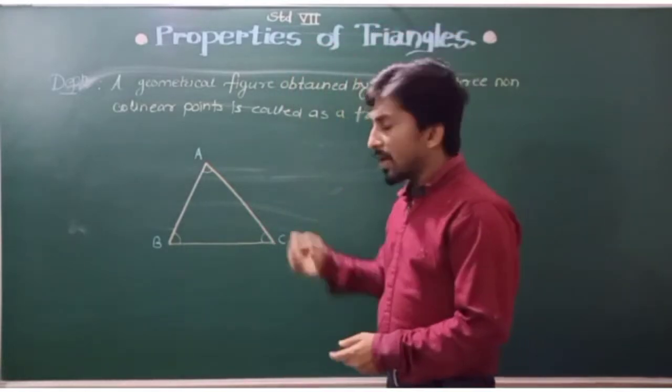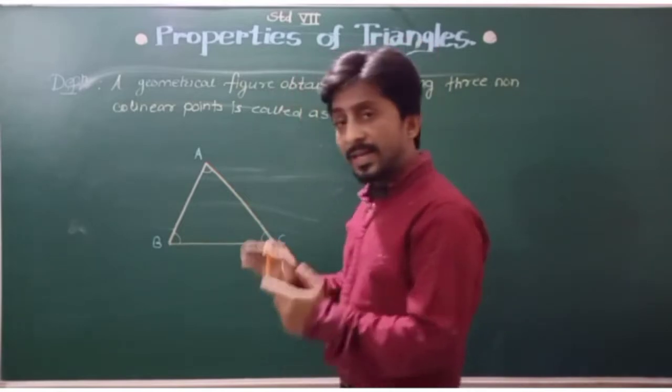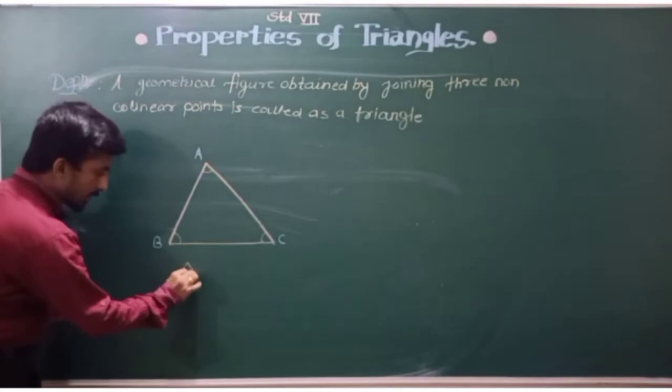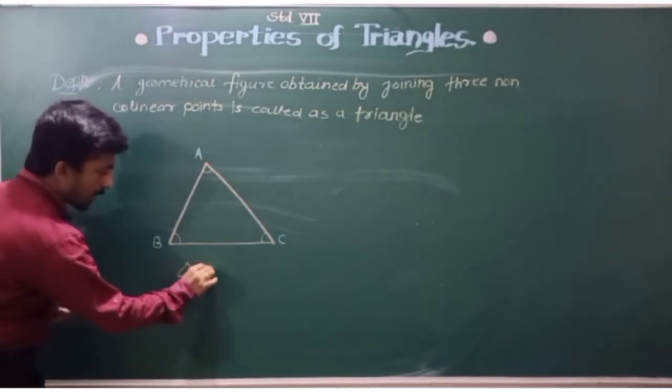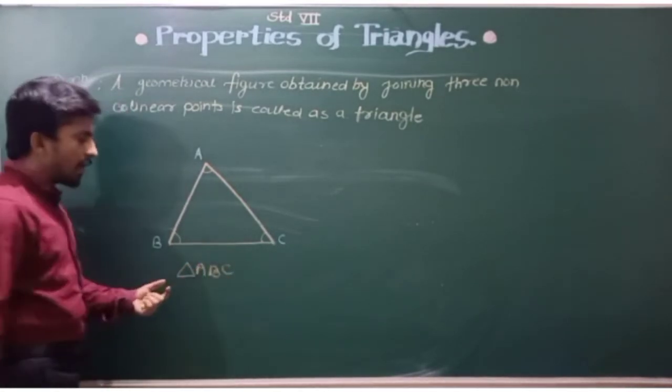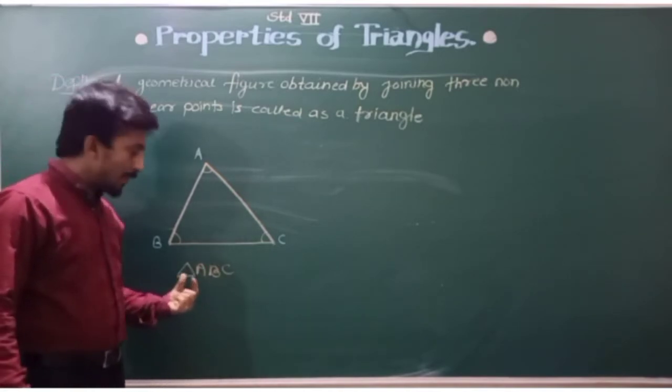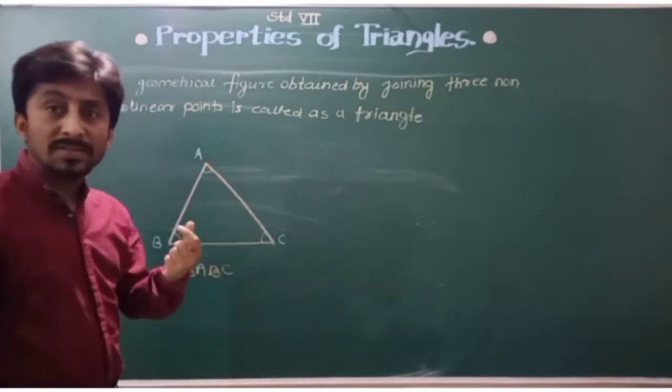Okay. Now how do we write this? Let's see the symbol. So I will write like this. This is the symbol of triangle, ABC, and we read it as triangle ABC. So this is the symbol of triangle.